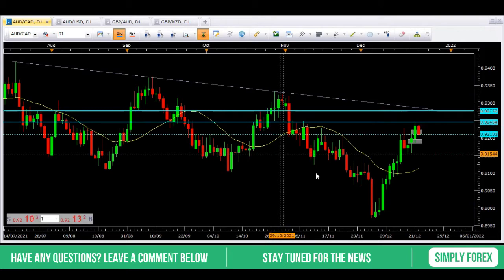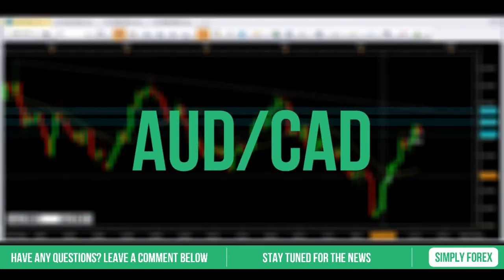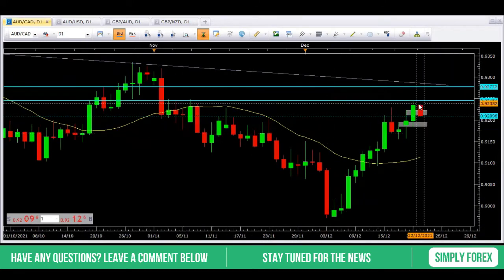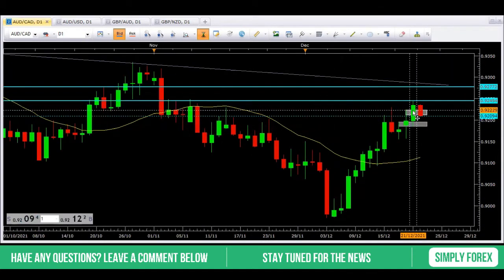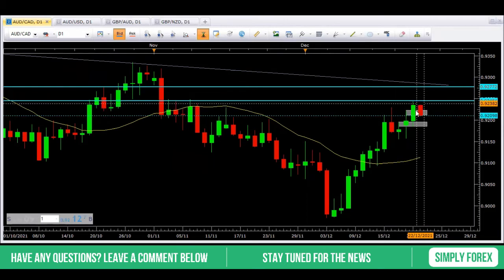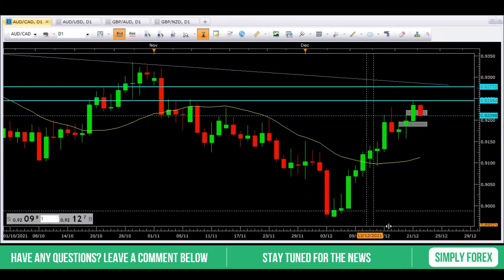So the first one is this. We've got the Aussie dollar against the Canadian dollar, and we are looking to buy this market. Okay, so yesterday we had a bullish candle. It broke this high from the 16th of December. So I think we can push price to the upside.